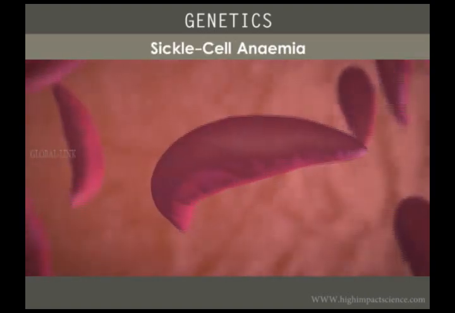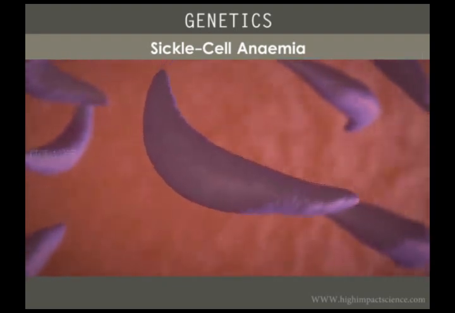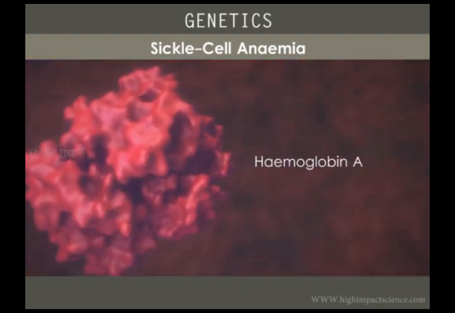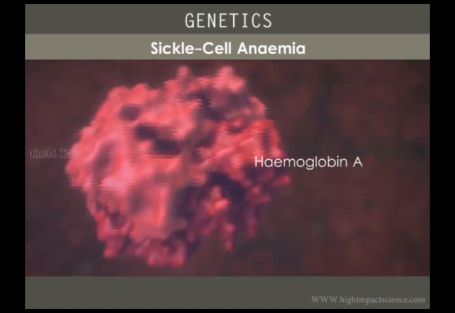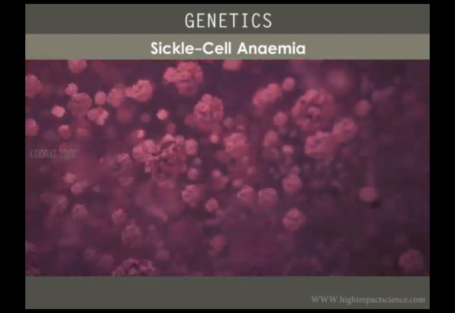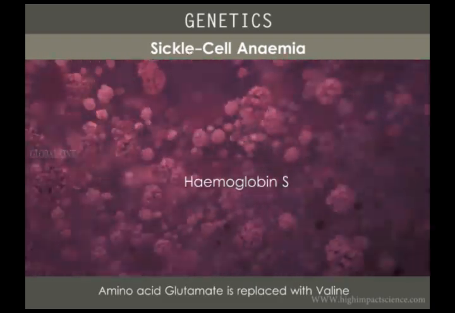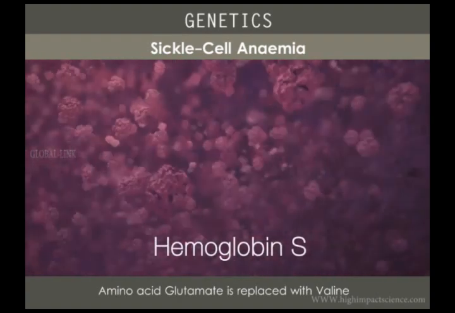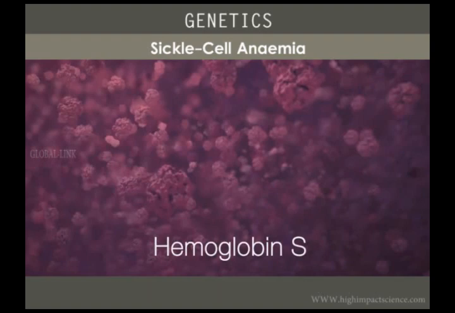Sickle cell anemia occurs due to gene mutation through substitution. Normal hemoglobin type A consists of two polypeptide chains. In the sickle cell condition, one amino acid, glutamate, is replaced by another, valine, in each of the two polypeptide chains of the hemoglobin molecule. The resulting hemoglobin, known as hemoglobin type S, is defective and has marked differences from the normal one as a result of this seemingly minor substitution.